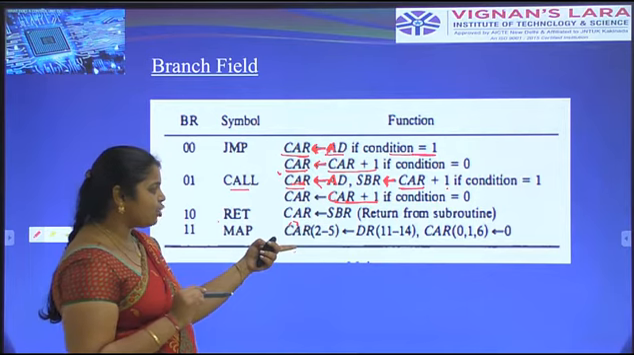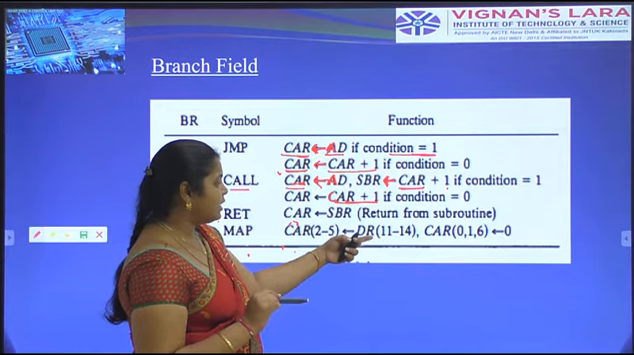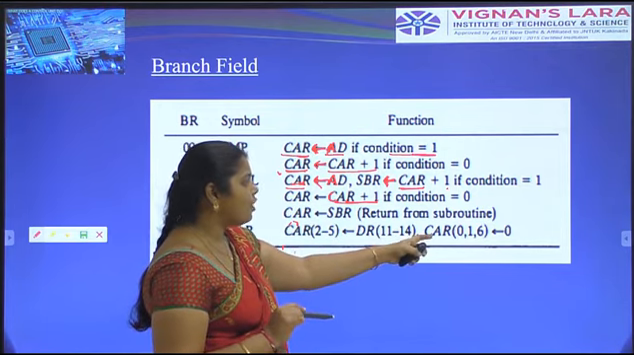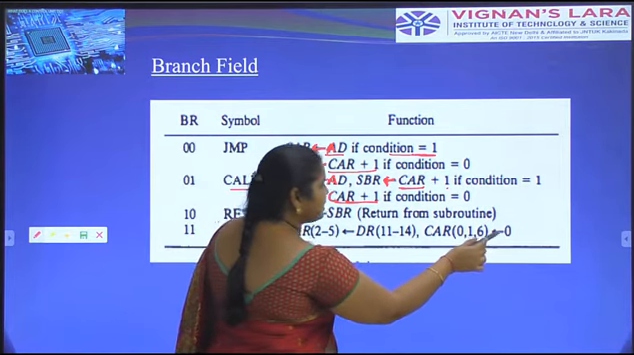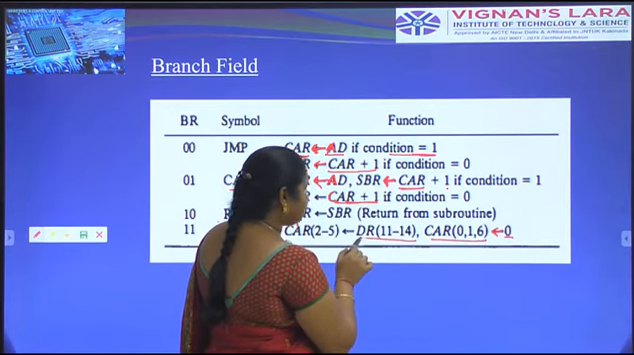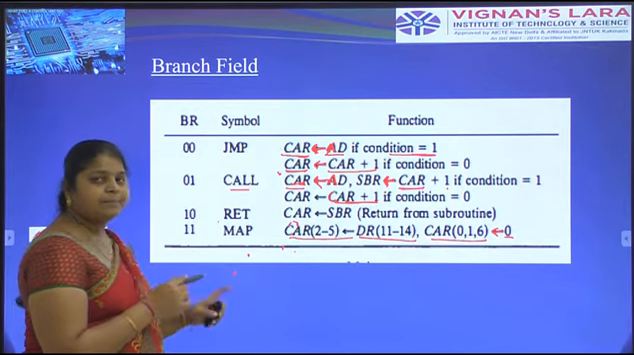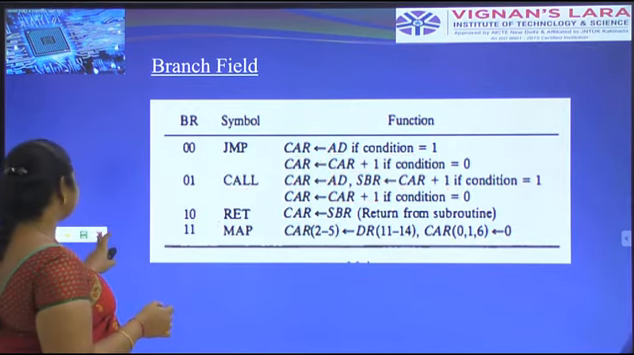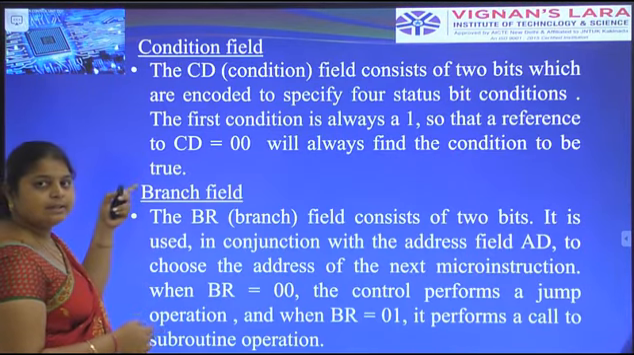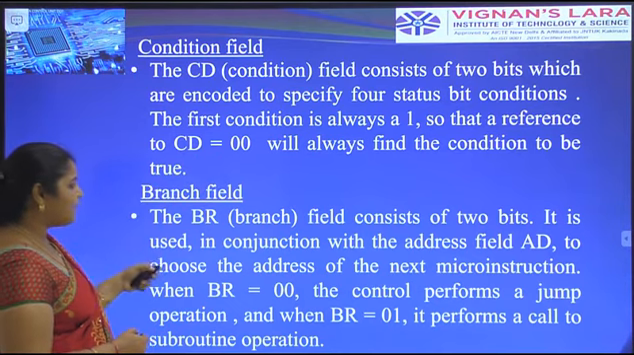Map means it consists of the control address register. It specifies bits 2 to 5 in the data register, it specifies bits 11 to 14, and in the control address register, it specifies bits 0, 1 and 6. That information is transferred. Here we have to clear the control address register and the data register and then transfer to the control address register. We have to do mapping from one register to another register. This is about the control address register. Already we discussed in the table whether the input is 0 or 1. This is also the branch field.